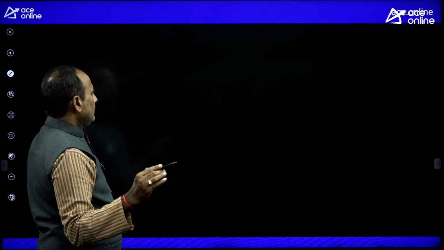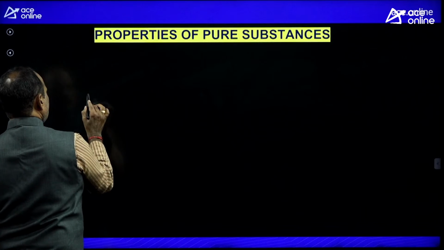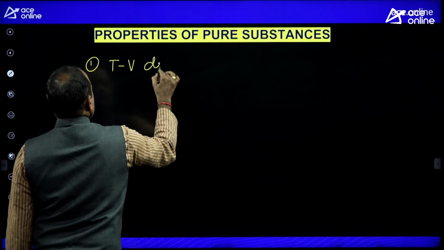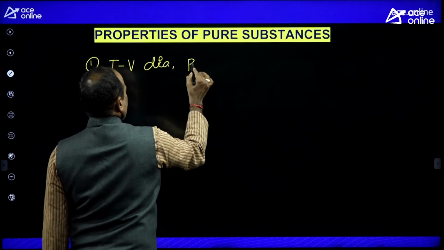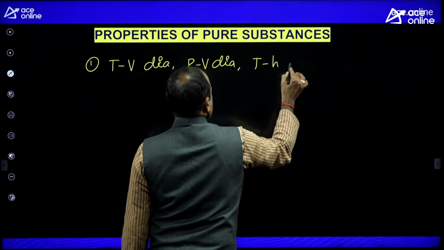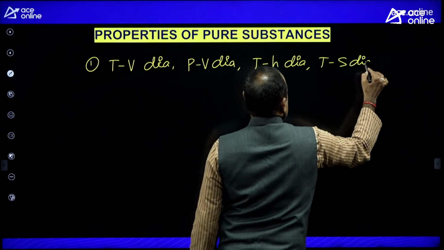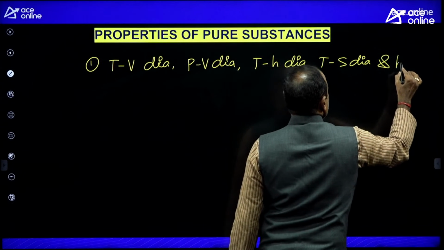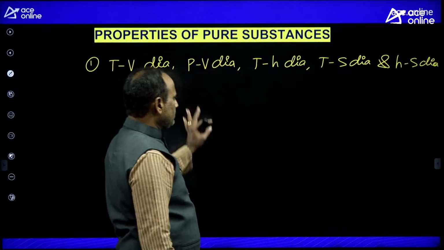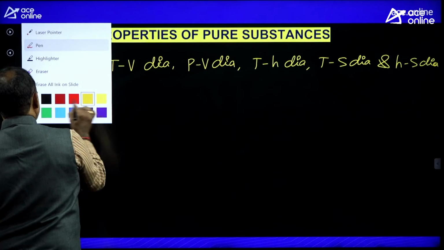Okay. Then the other important unit is properties of pure substances. You try to practice theory concepts first, like the TV diagram, PV diagram for the properties of pure materials, TH diagram, TS diagram, and the Mollier diagram, also called the HS diagram. You try to practice all these diagrams. Theory concepts are very, very important for the properties of pure materials. Then you try to practice the problems.